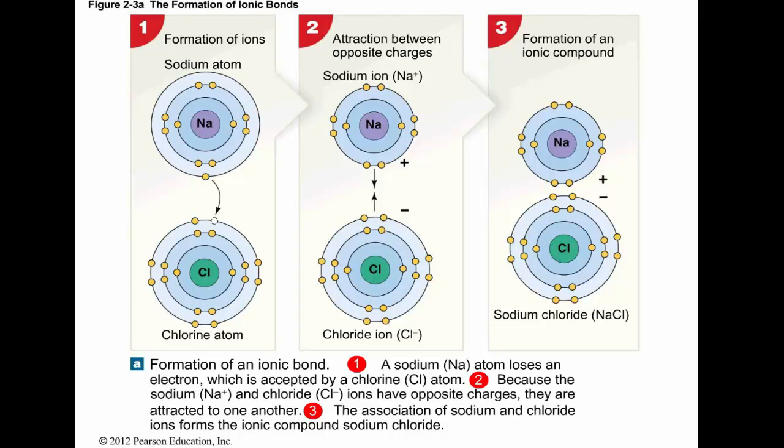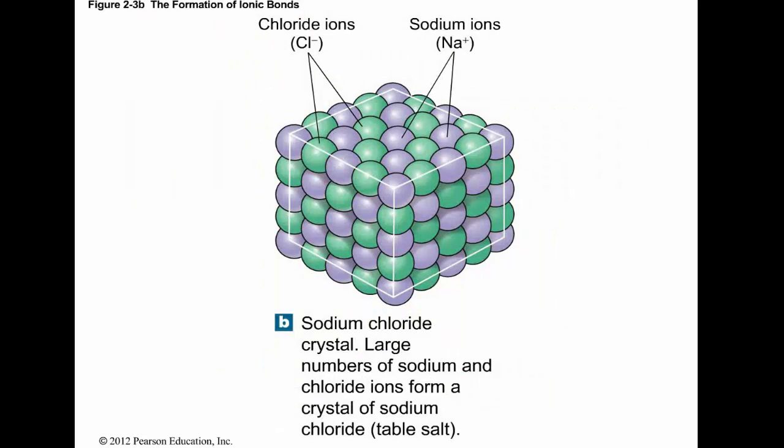So if we move now to the second drawing, the attraction between the sodium, which is now positively charged, and the chloride ion, which is now negatively charged, causes an attraction between them, and they form an ionic compound that we know as salt, sodium chloride. So let's look at it. Here is a sodium chloride crystal with a large number of the sodium chloride ions forming a crystal of sodium chloride, table salt.